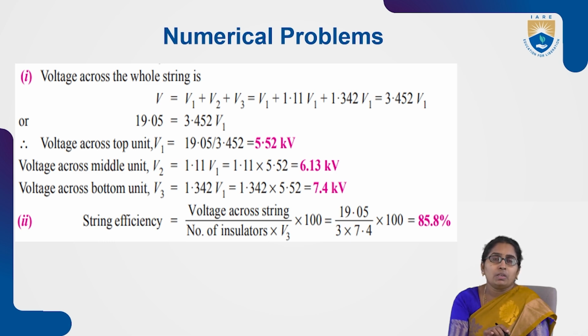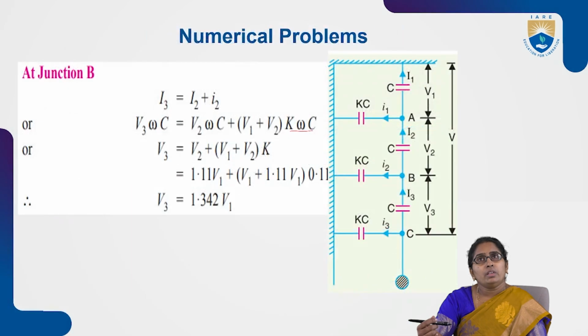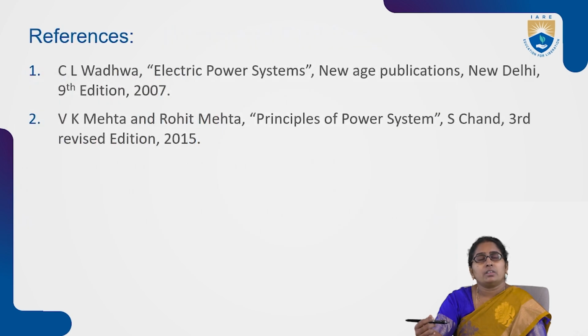Similarly, the voltage across the middle unit V2 is 1.11 V1. V1 is already calculated, 5.52, so 5.52 into 1.11 gives the V2 value. Similarly, V3 is also calculated in the same manner. Now, string efficiency is given as the voltage across the whole string, that is 19.05, by 3 into the voltage across the disk near the conductor, V3, which is 7.4. The percentage efficiency they want to calculate is obtained as 85.8%. This problem is also taken from a reference. So the answer is 85.8%.